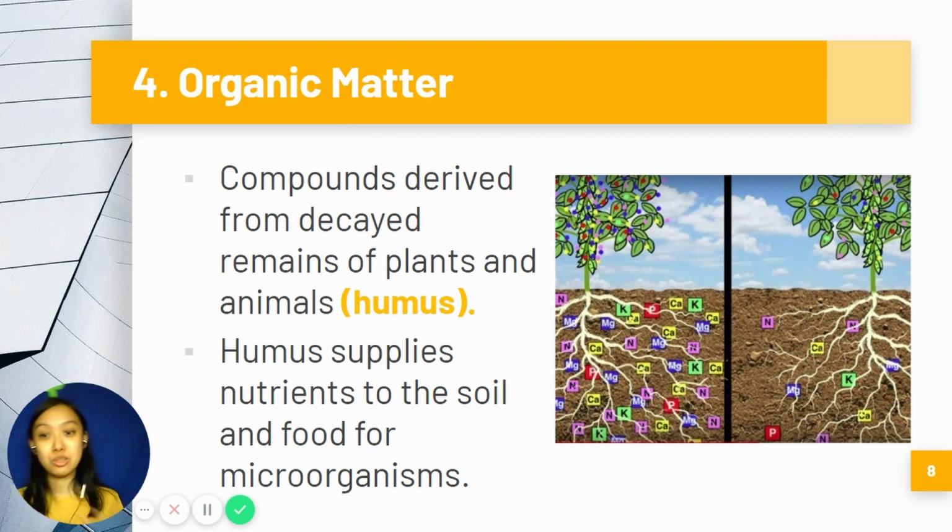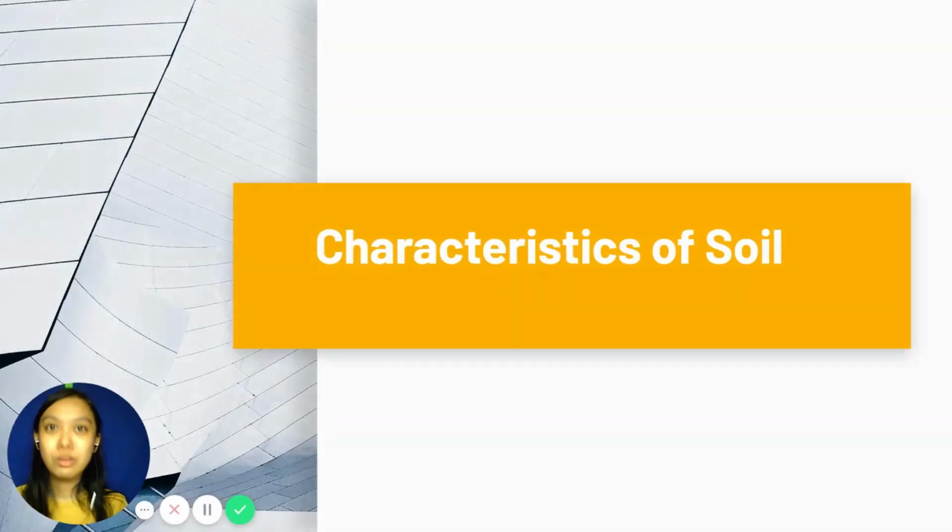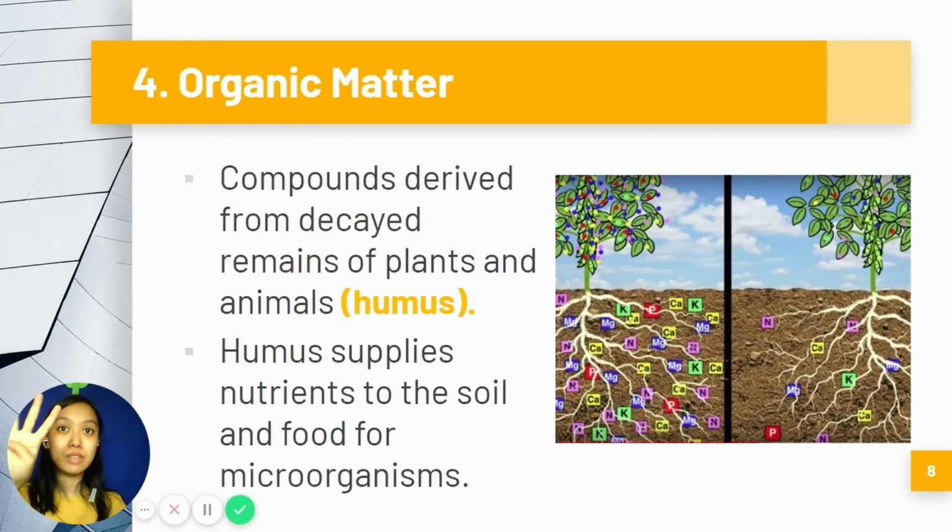So again, let's try to recall the four components of soil. So first we have inorganic matter. Up next we have your organic matter, soil air, and finally soil water. So hopefully you can remember the following.